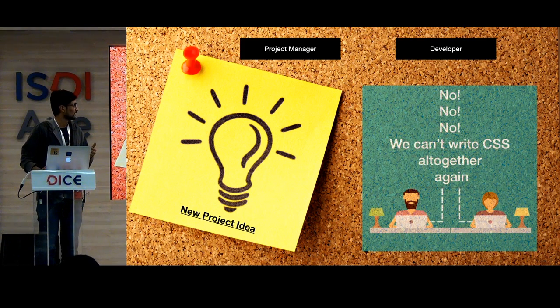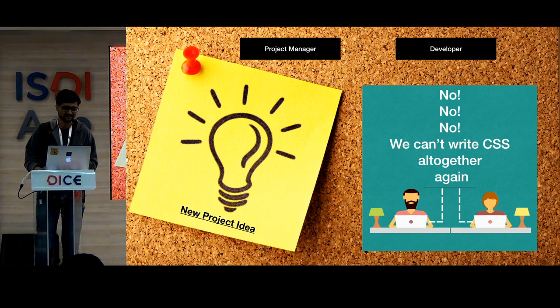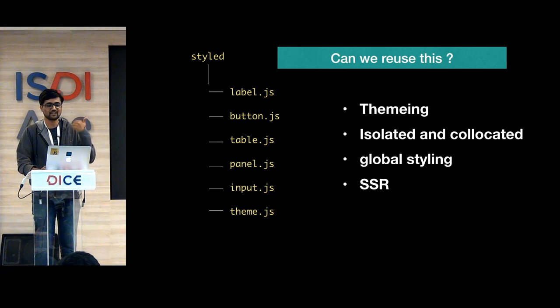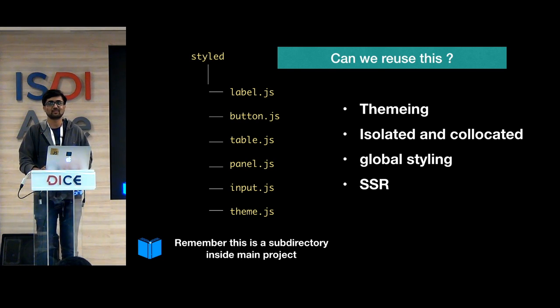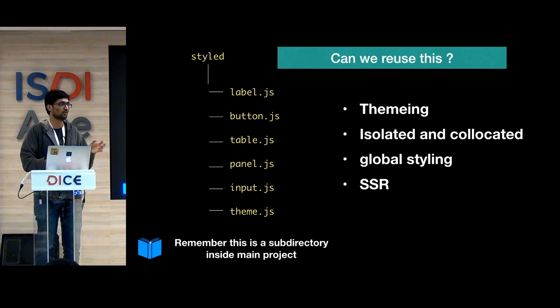So, no, we won't be doing this together again, right? That is what we want to reuse, because we have so much other stuff to do, we don't want to do the same things again, so margin 0, pixels, whatnot. So we want this, can we use this? So this is what we have. This is the subject inside the main project, right? So we are moving into a new project, and we have something to use from the old project.